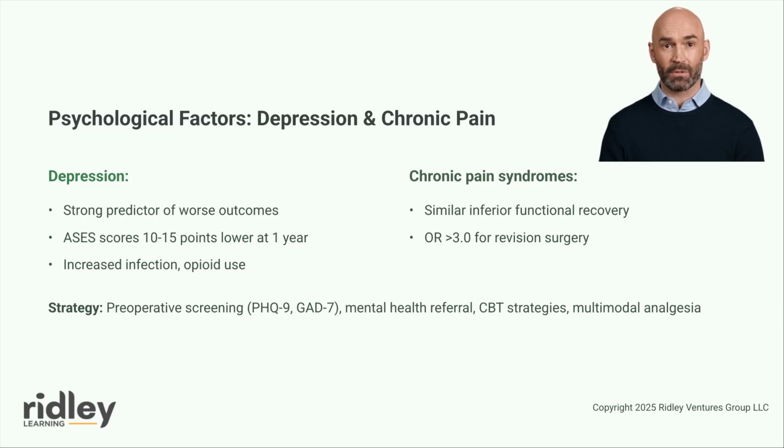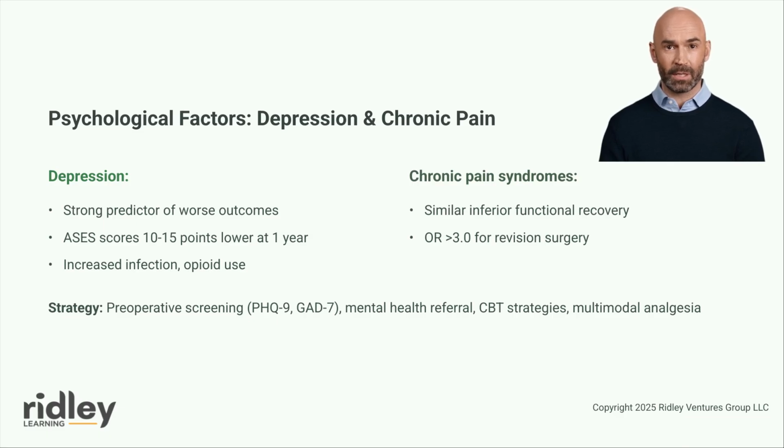function scores after shoulder arthroplasty, with patients experiencing depression reporting American Shoulder and Elbow Surgeons scores 10 to 15 points lower than non-depressed patients at one-year follow-up. Depression is also associated with increased rates of irrigation and debridement for infection, higher opioid consumption, and greater likelihood of persistent opioid use beyond the acute postoperative period.